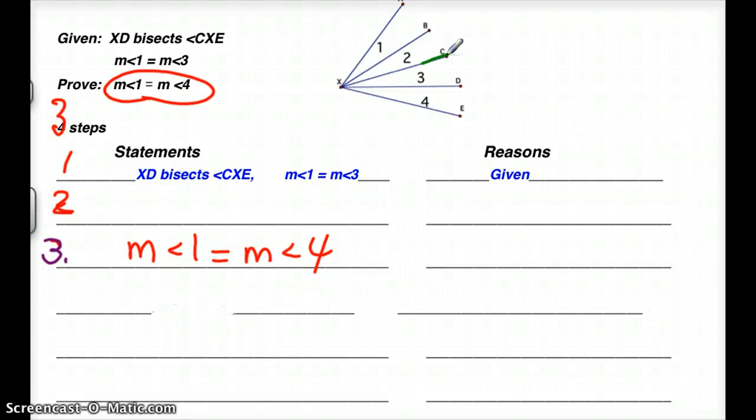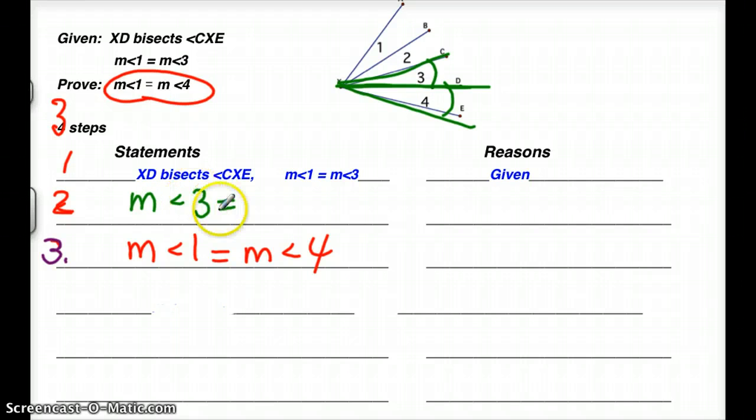Angle CXE is being bisected by XD. What does bisect mean? Bisect means to make into 2 equal pieces. So these 2 angles are going to be equal. So I'm going to write the measure of angle 3 equals the measure of angle 4.